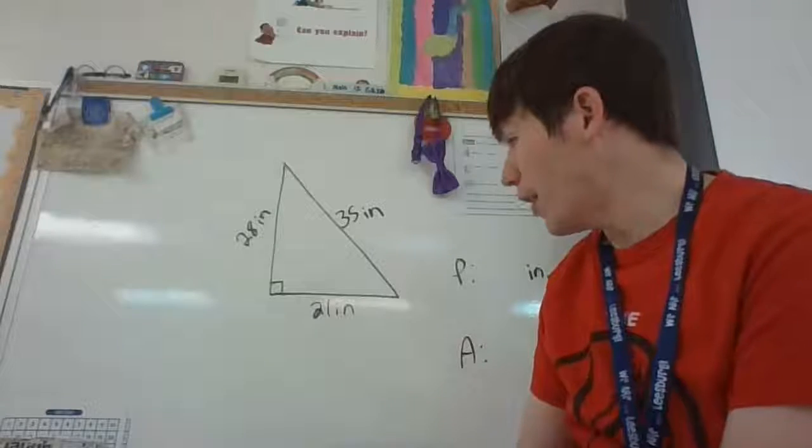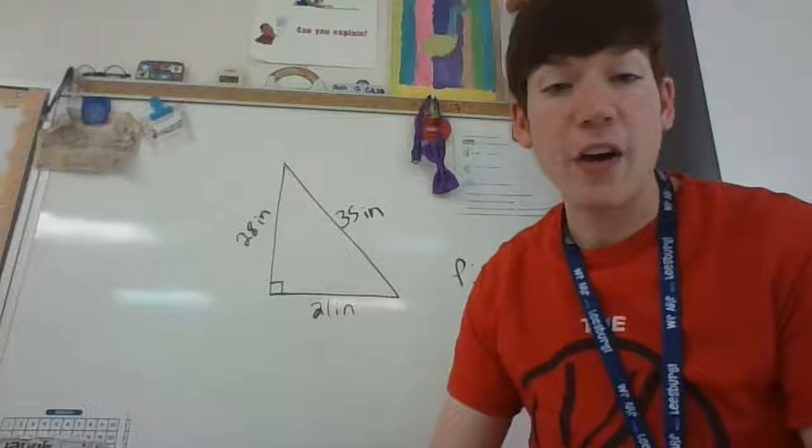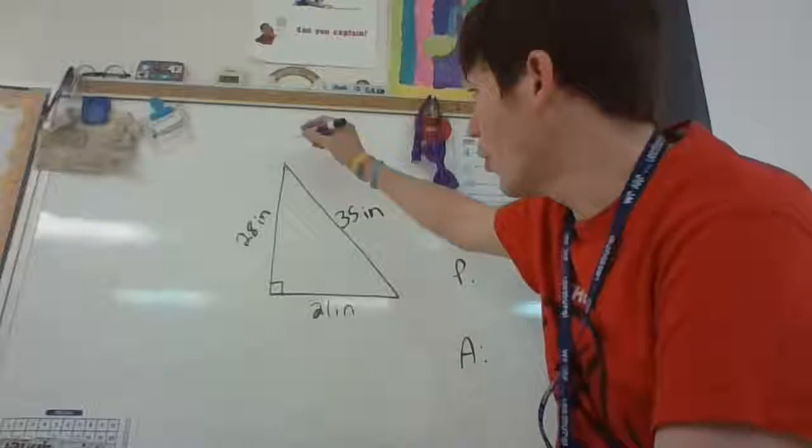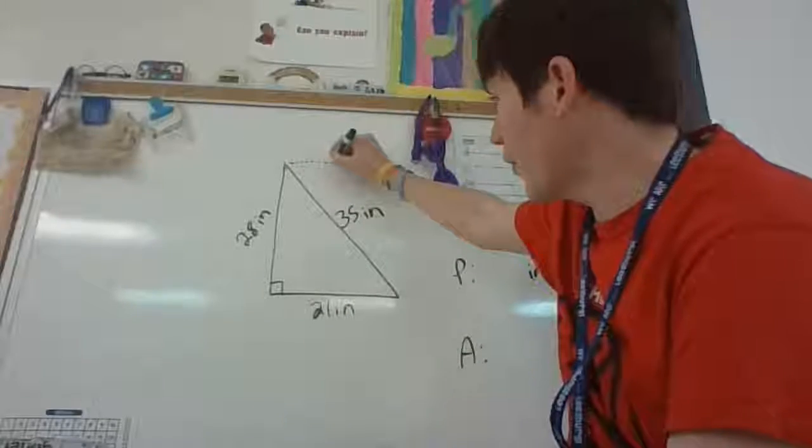Now, for your area, remember when we find the area of a right triangle, one thing that we can do is we can draw a dotted line here.